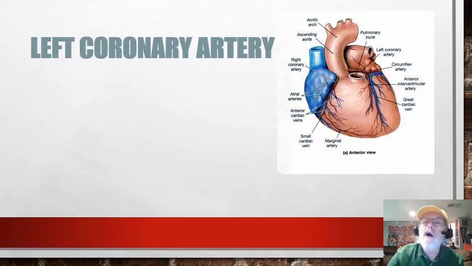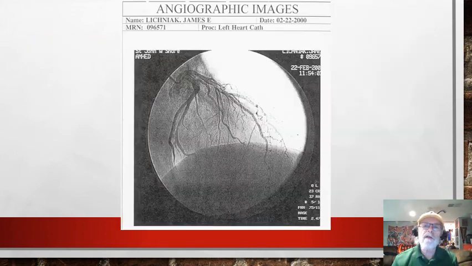Part of it goes down, and that's the anterior interventricular or left anterior descending artery that goes down the front. The rest of it goes around to the back. When it goes around to the back, that part of the left coronary artery is called the circumflex artery. Okay, and that's what we say.